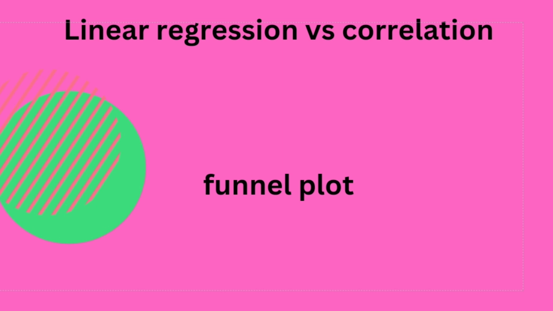Funnel plot is used to see publication bias. If the funnel plot is a symmetrical inverted funnel, it means publication bias does not exist. If it is asymmetrical, it means publication bias does exist. On the vertical axis we take the study size, while on the horizontal axis we take the data or result.